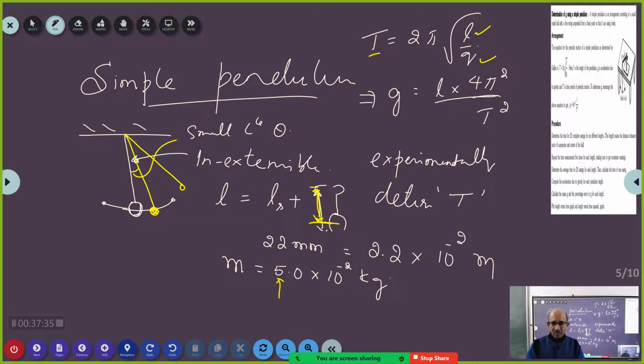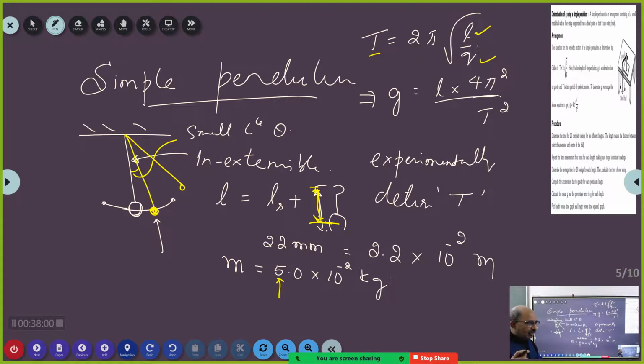At the same time, we turned on the stopwatch. At the same time, you turned on the stopwatch. That is, as soon as you left it here, you turned on the stopwatch, correct? Yes, sir. Did anybody do something? No, sir. Yes, Abhinav, what did you do? Started it, sir. We left the bob, sir.